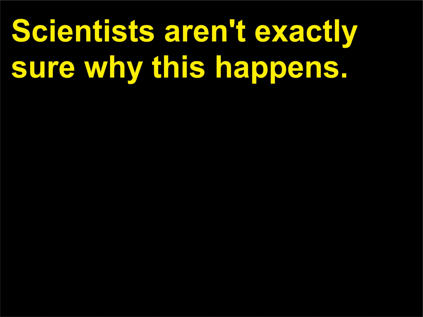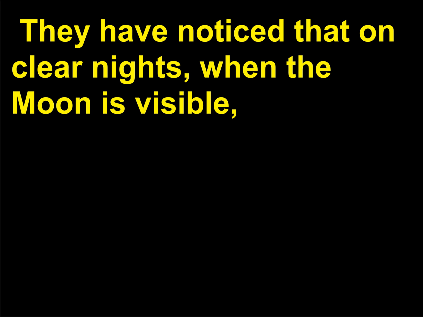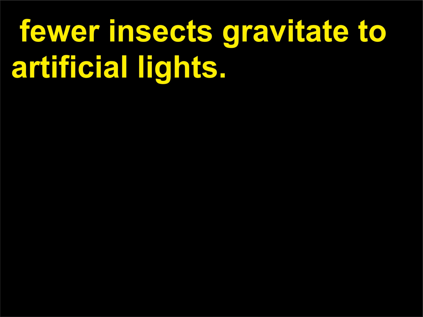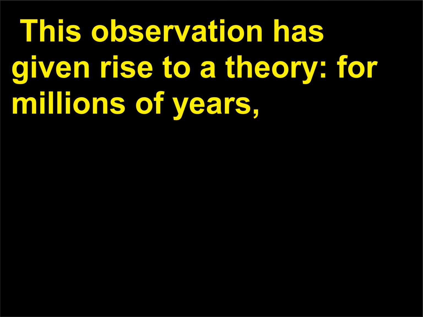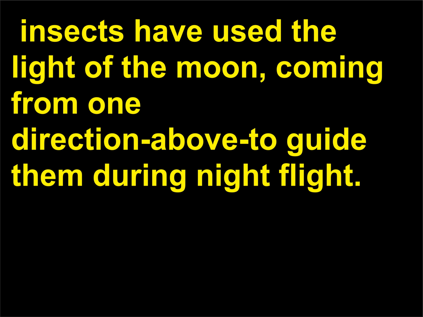Scientists aren't exactly sure why this happens. They have noticed that on clear nights, when the moon is visible, fewer insects gravitate to artificial lights. This observation has given rise to a theory. For millions of years, insects have used the light of the moon, coming from one direction above, to guide them during night flight.